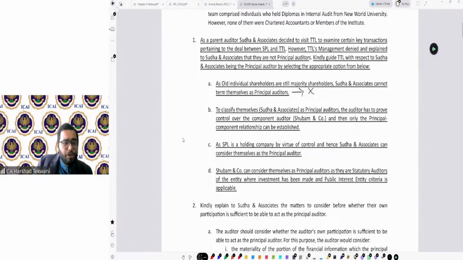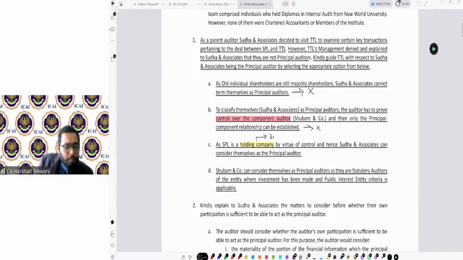To classify Sudha and Associates as the principal auditor, the auditor has to prove control over the component auditor. This is wrong. We never talked about control over component auditor. We are talking about inclusion of the financial information of the parent entity into the component. So this is also wrong. Then SPL is a holding company by virtue of control, hence Sudha and Associates can consider themselves as a principal. So when I talk about holding entity, I am talking about inclusion of the financial information.